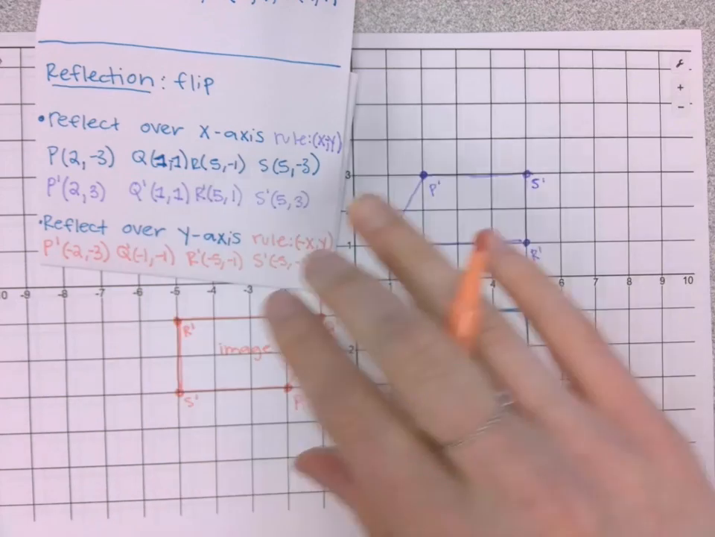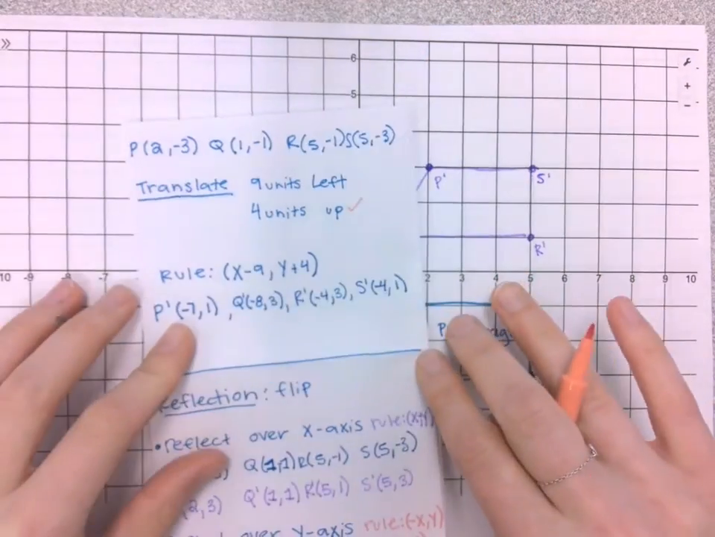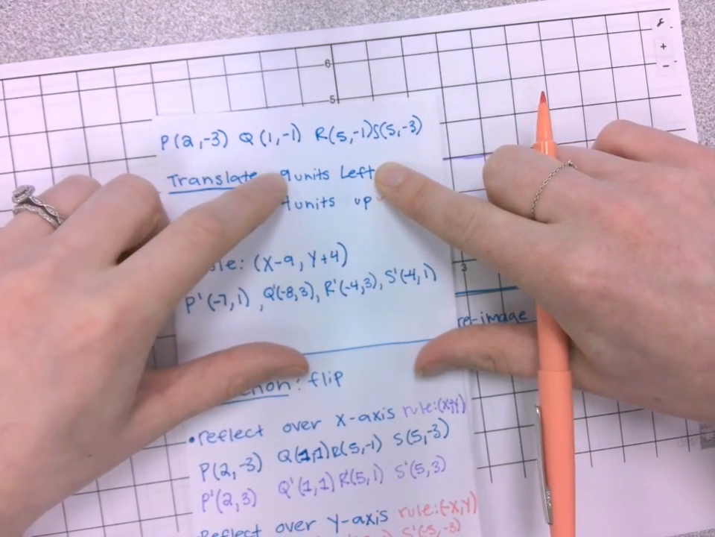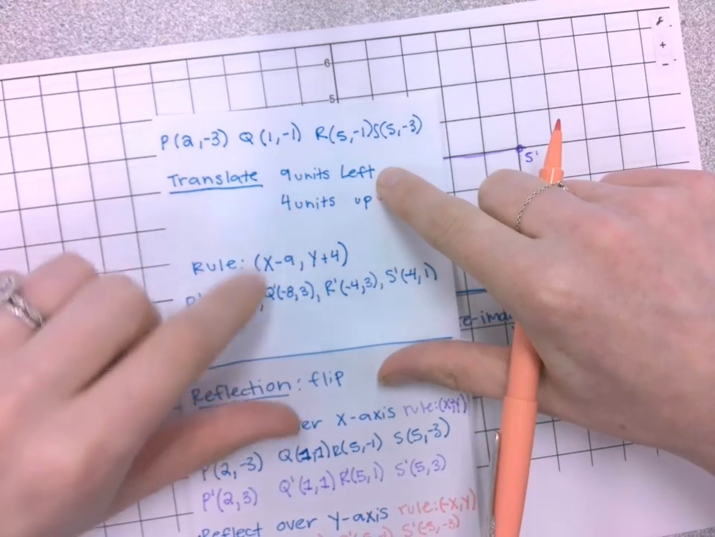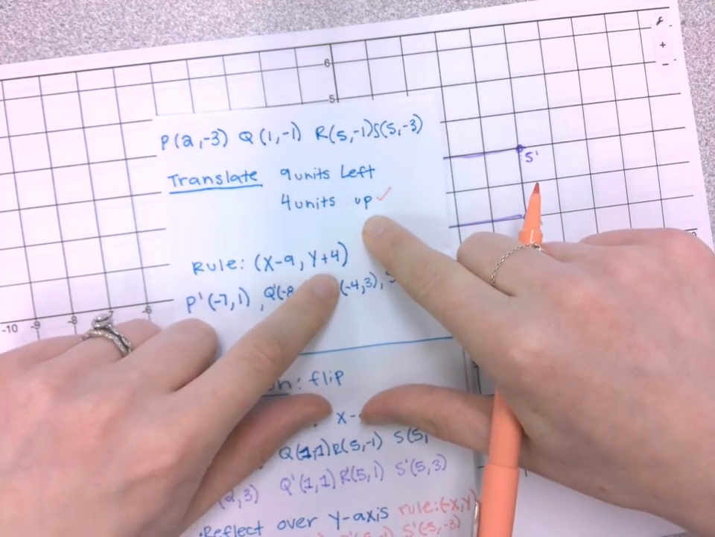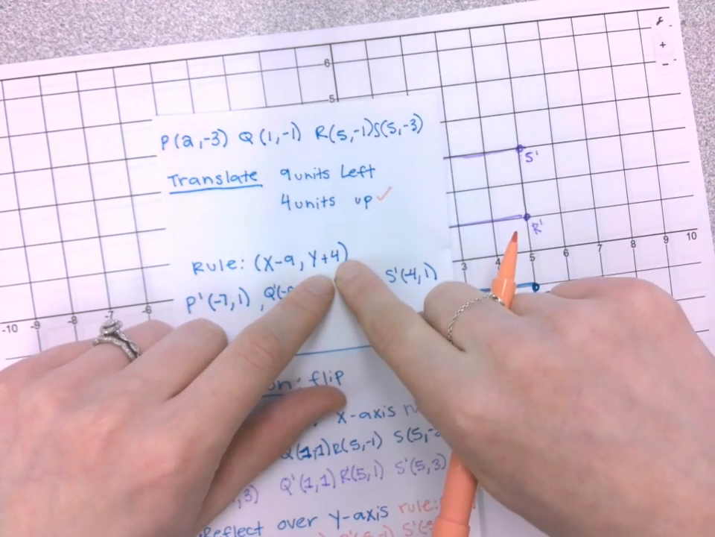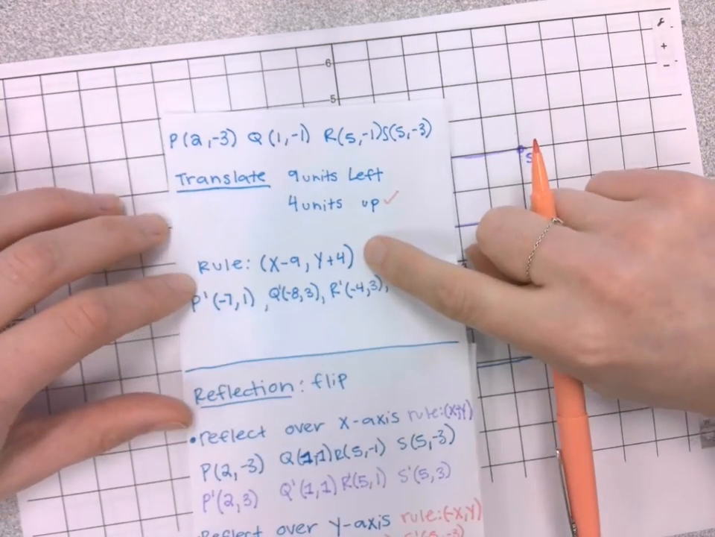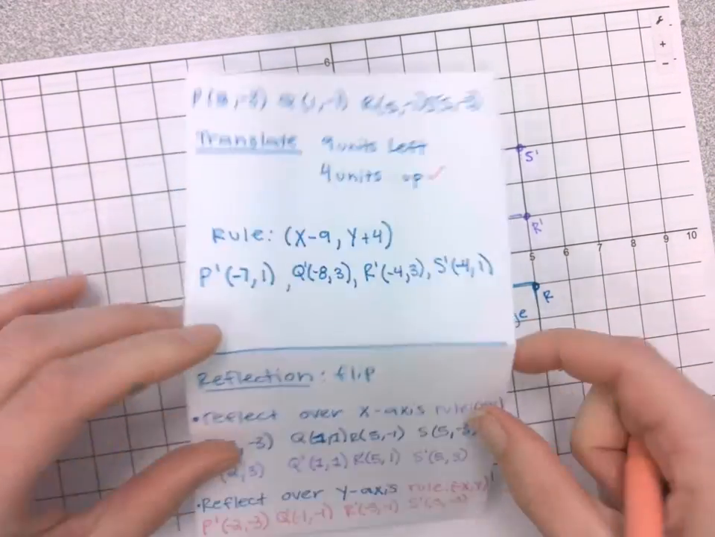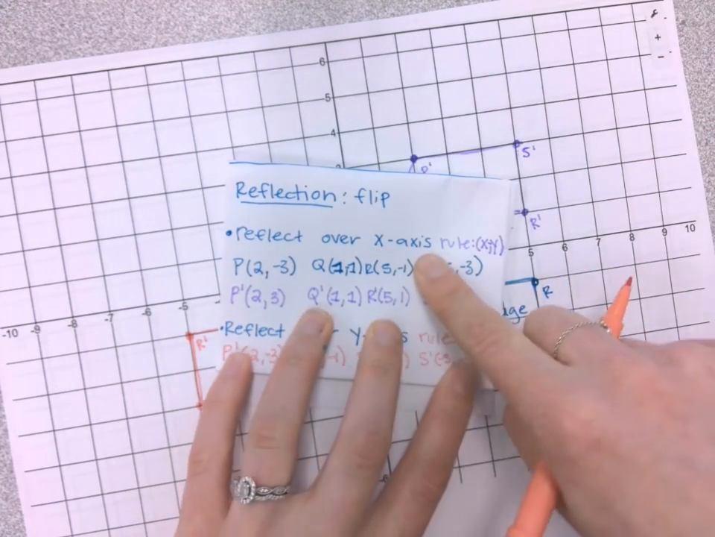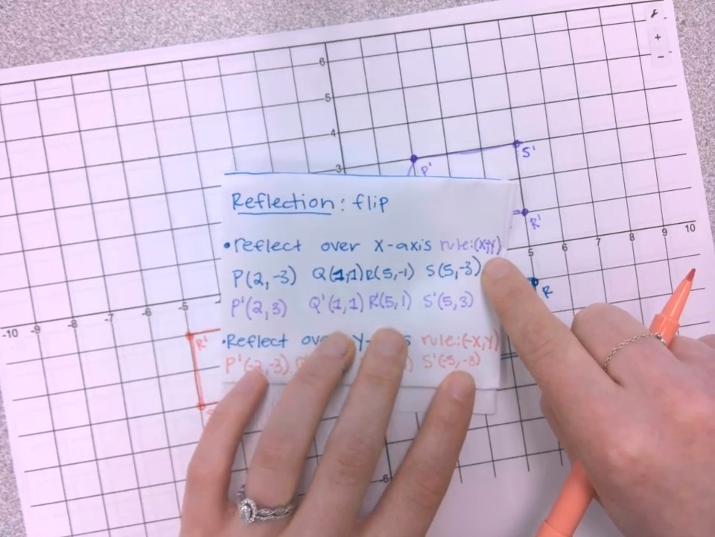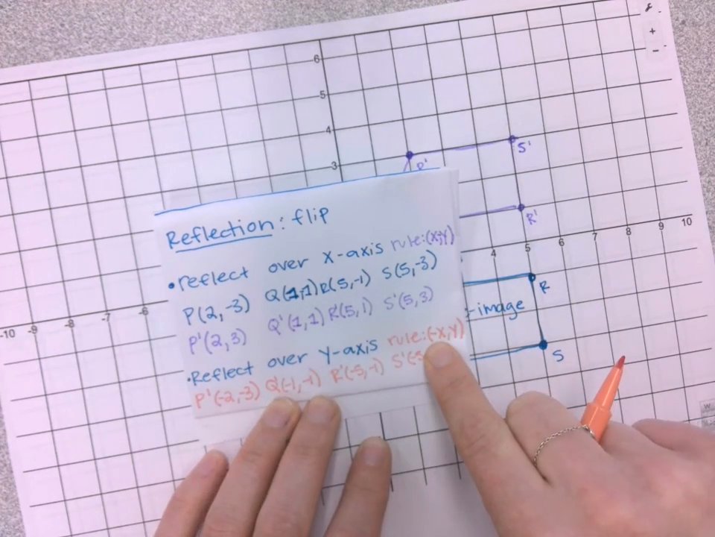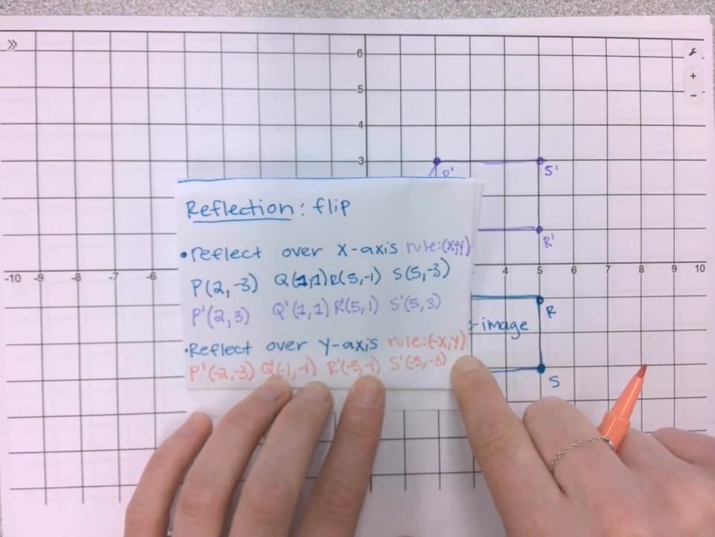So again, let's review all of those things. For translations, if you are going to the left, you subtract the number from your x value. If you're going to the right, you add the number to your x value. For your y value, if you're going up, you add the value to your y value. If you're going down, you subtract the value from your y value. And then you apply this rule to every single point. To reflect over the x-axis, your x value stays the same, your y value is the opposite. To reflect over the y-axis, your x value is the opposite and your y value stays the same.